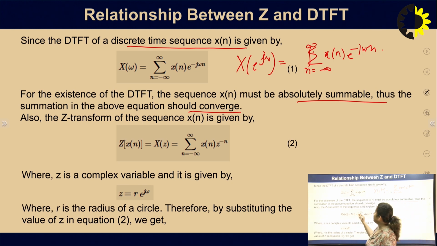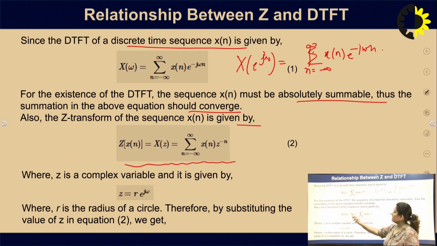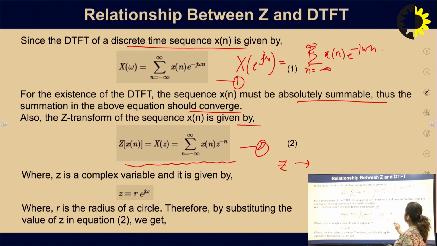Also the Z transform of the sequence xn is given here, as in the first formula we have discussed: the Z transform of xn is X of z, summation over n equivalent to minus infinity to infinity xn z to the power minus n. If you compare these first two equations, you will easily find that in place of z we have used e to the power j omega in the case of the Fourier transform. So it is basically e to the power j omega which is transformed to z, or it's a pair.